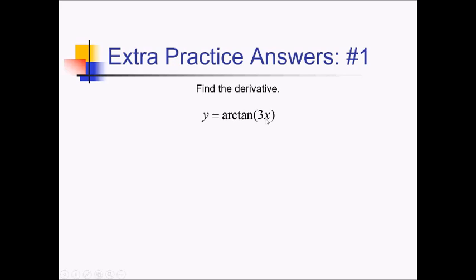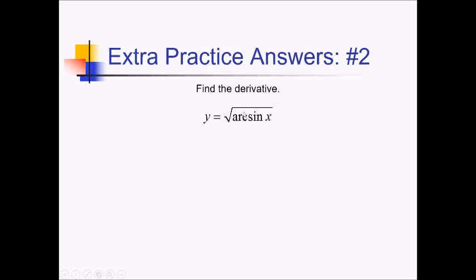That's going to be 1 over 1 plus something squared, so 1 plus a 3x quantity squared, times we have the derivative of 3x, which is 3. And I could leave it like this unsimplified, or if I want to simplify it, I could write this as 3 over 9x squared plus 1. Either way, to take the derivative of this one, I need to use the chain rule.